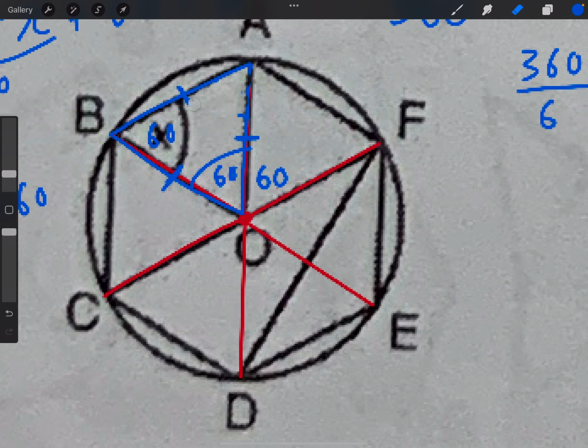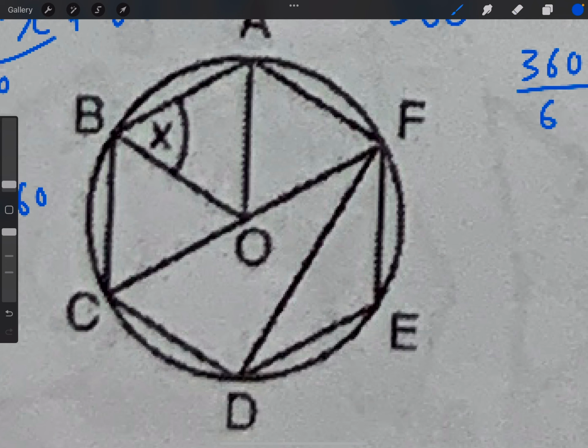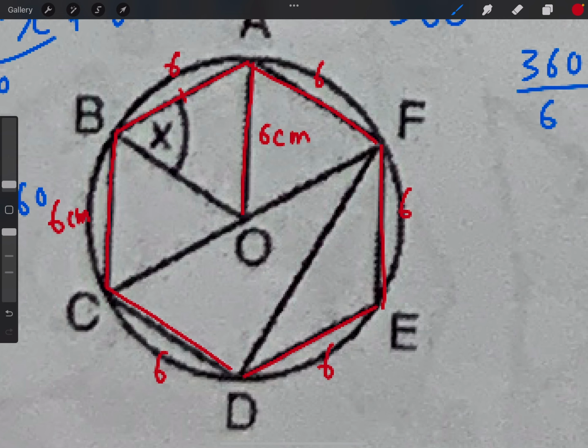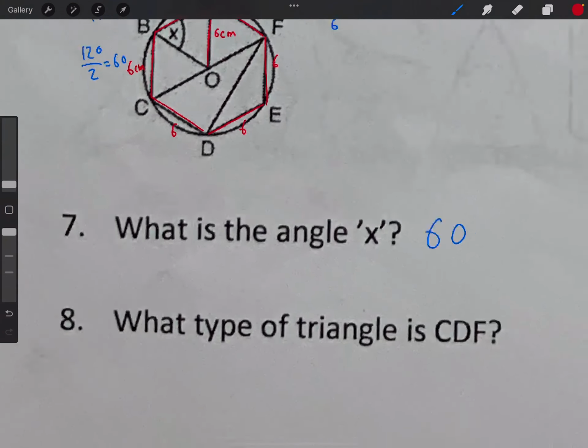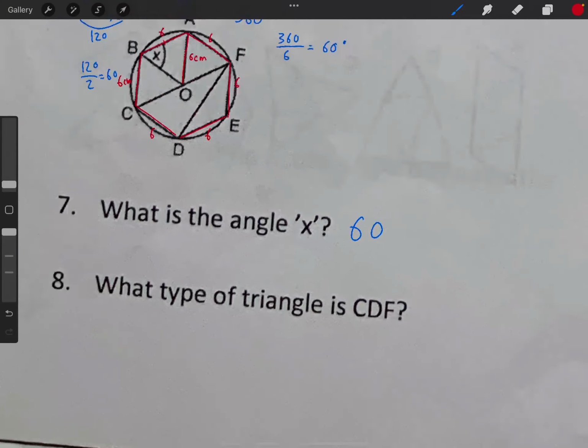So let me just rub this out. It looks a bit messy. So what I mean by that is this. Remember, this one is 6 centimeters, which means that this one must be 6 centimeters. These are all 6. All these triangles are equilateral triangles, and they all have a length of 6. All 6 centimeters.